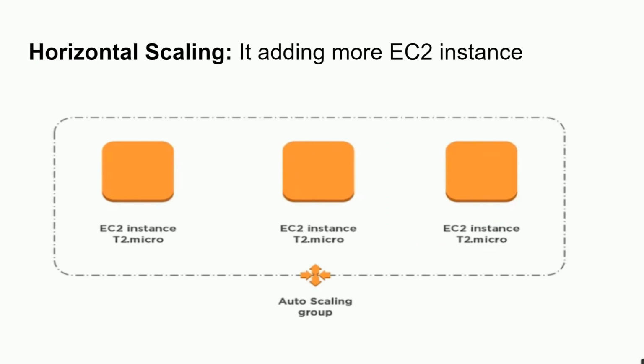And in horizontal scaling, we add more and more EC2 instances of the same capacity. For example, if the current capacity is 2 CPU and 4 GB RAM, then an additional new instance of 2 CPU and 4 GB RAM will be scaled up, and we keep adding more and more. So this is called horizontal scaling.